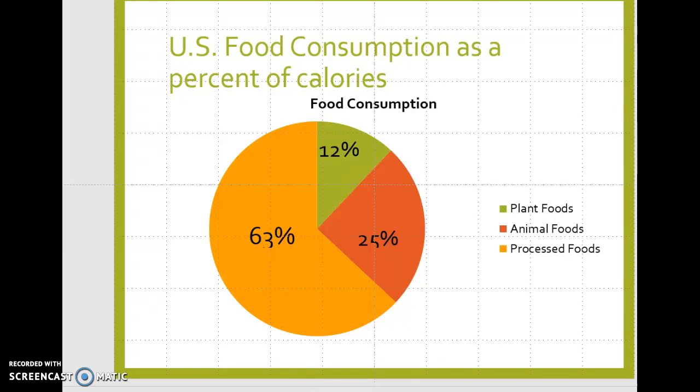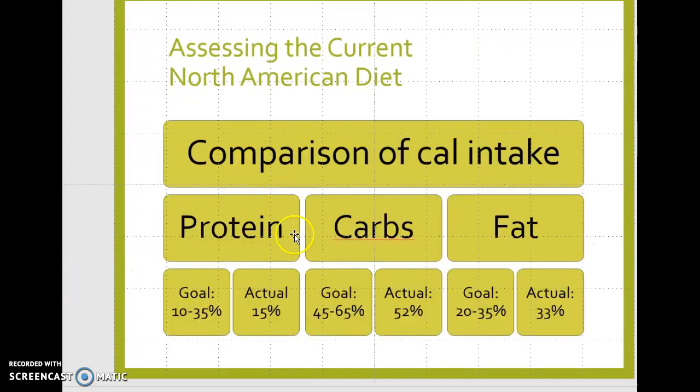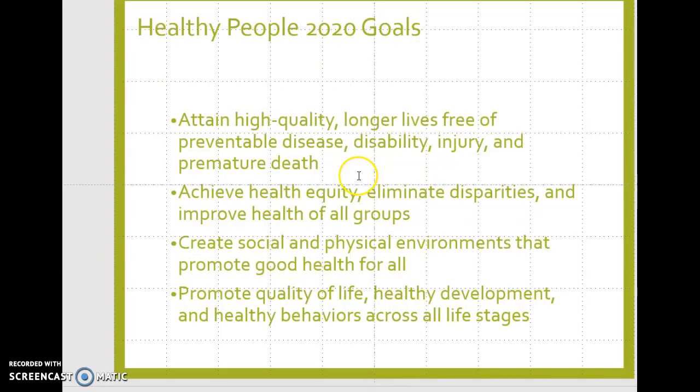Then, looking at the comparison, the goal for protein is about 10 to 35% of our calories. People tend to get plenty of protein. For carbs, we're actually getting about the right amount, and for fat, we're a little bit on the high end. These are just goals that the government has set to be considered healthy goals. They call it the Healthy People 2020 goals.